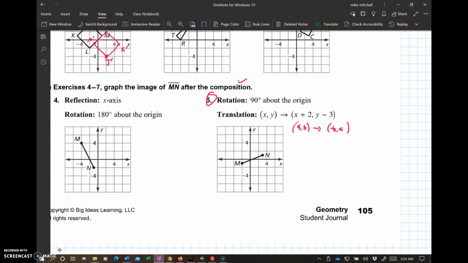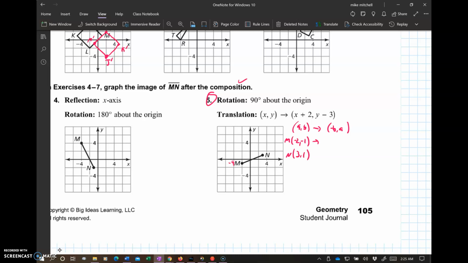Okay. And then we're going to do that. Then I'll worry about the other rule in a minute here. So I've only got 2 points to worry about here. I got M, which is, again, notice our scales here. They lost the negative 4 right there, but you can see the other ones here. So that's going to be negative 2, negative 1, and I have N, which is at 3, 1.